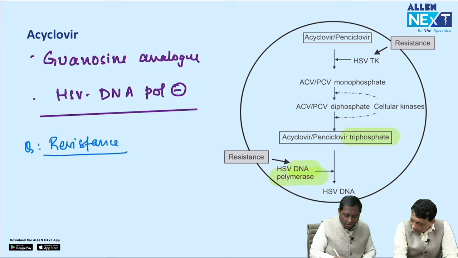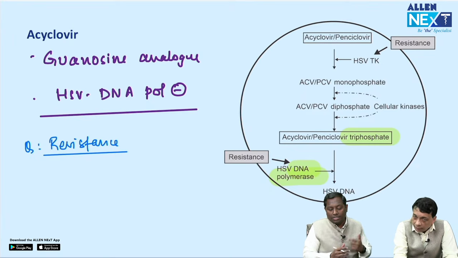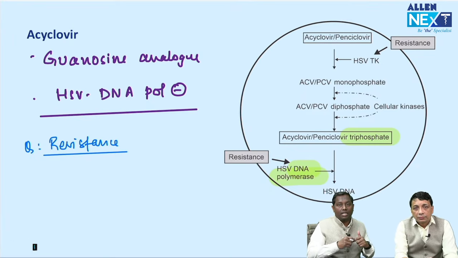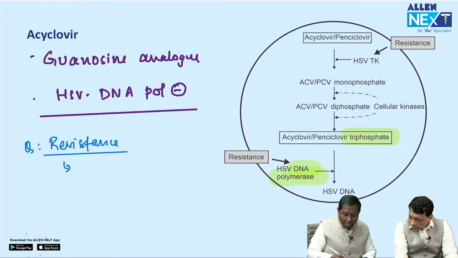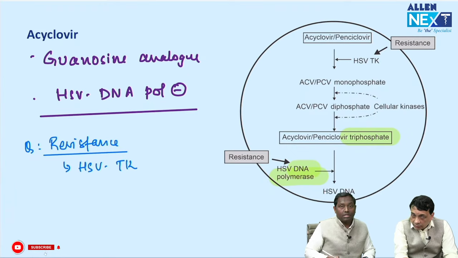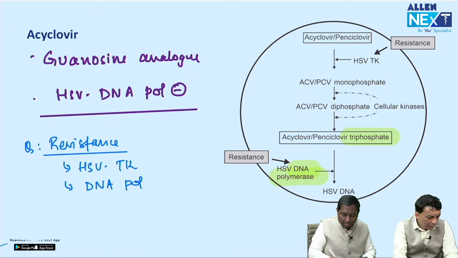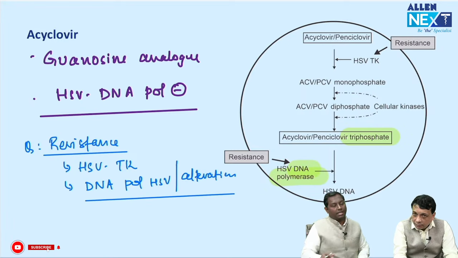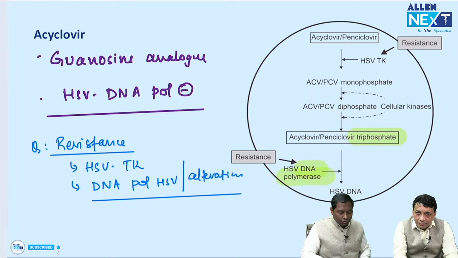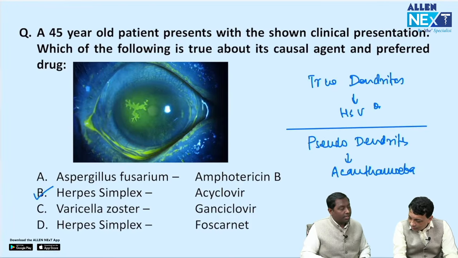I think it has been given already on the screen. If there is some alteration in the target enzyme, or an alteration in the enzyme that is activating the drug, what is the name of the enzyme that is activating? The most common enzyme in herpes simplex virus is thymidine kinase, and the other one is DNA polymerase. If there is any alteration in the DNA polymerase, that will cause resistance to acyclovir. So this was our first question, and we have also covered some of the important areas from here.